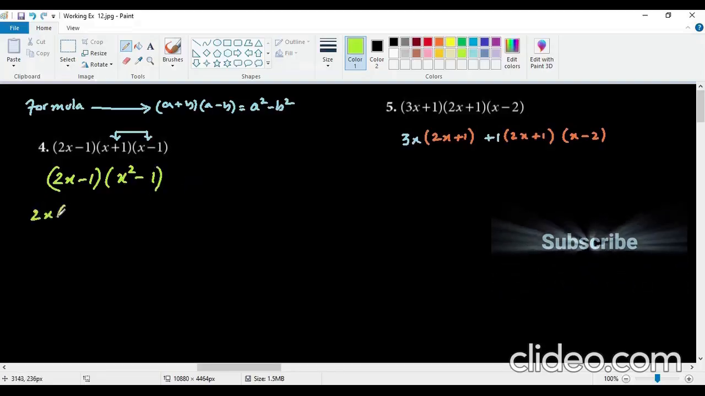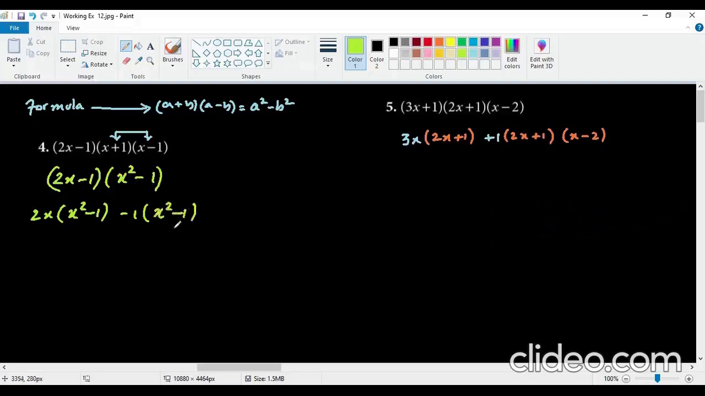Now 2x is going to be multiplied by x square minus 1, and minus 1 is going to be multiplied by x square minus 1 once again. So the first one is going to give you 2x cube minus 2x and minus x square and plus 1. So 2x cube minus x square minus 2x and plus 1 is going to be your final answer for question number 4.